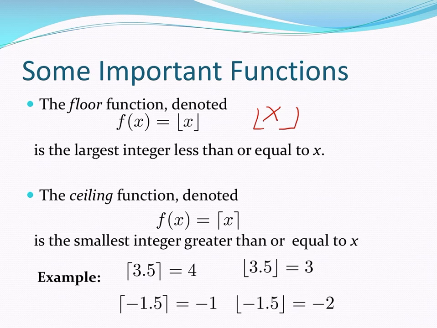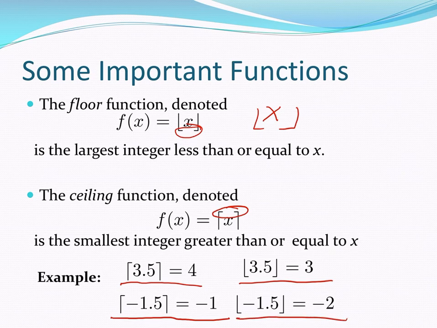And the ceiling function, so there's the floor piece. The ceiling function, notice it has two walls and sort of a ceiling but no floor, is similar, but it is the smallest integer that is greater than or equal to x. So the ceiling function of 3.5 will be 4, and the floor function of 3.5 will be 3. Note that with the negatives, we have to be a little bit careful. The ceiling of negative 1.5 is negative 1, because negative 1 is greater than negative 1.5. And the floor of negative 1.5 is negative 2, since it is less than negative 1.5.